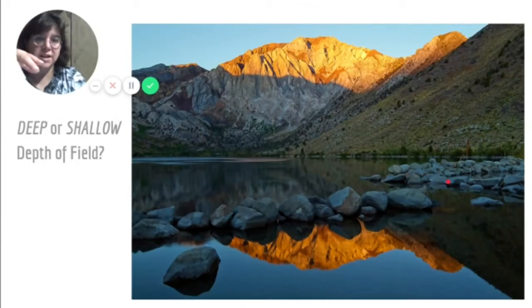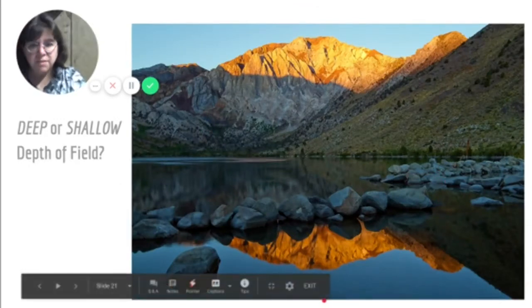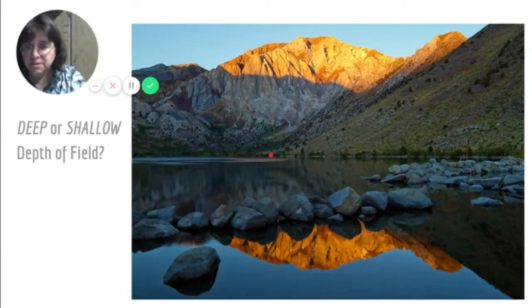Here's a great example of deep depth of field. See the rocks down here close to the camera? Crystal clear. The shoreline way back there, and you know that must be hundreds and hundreds of feet away, is crystal clear. Those mountains, which are even further away, are also crystal clear. This is a deep depth of field.